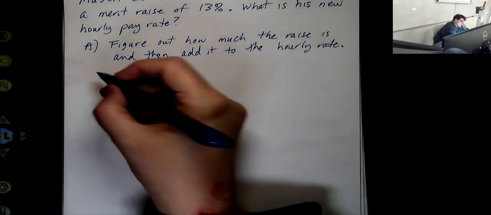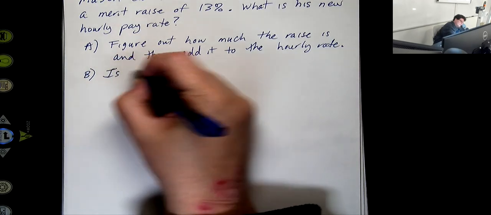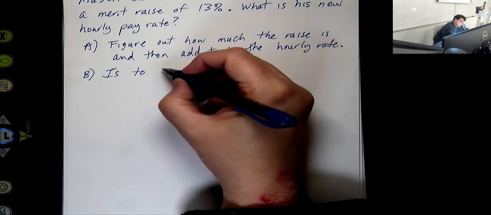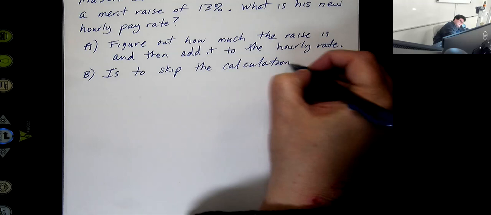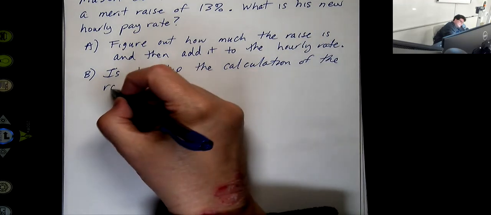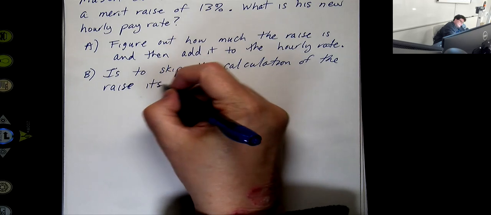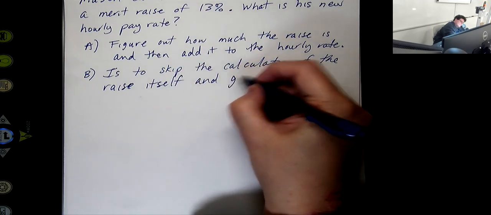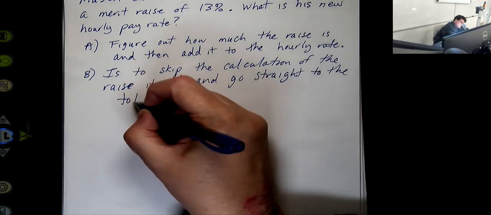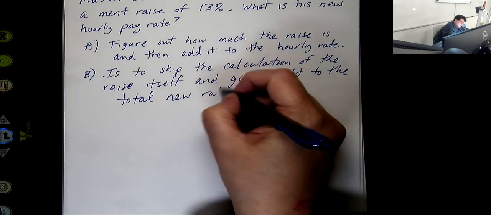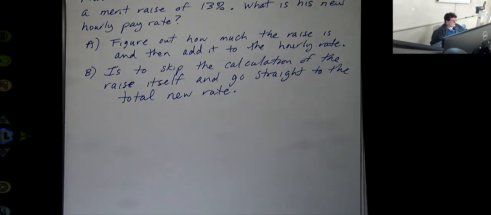That's option A. Option B is to skip the calculation of the raise itself and go straight to the total new rate. And we'll discuss both and how they're related, because it segues into the last section in percentages, increases and decreases. This method works for determining how much something is after a discount or a sale.